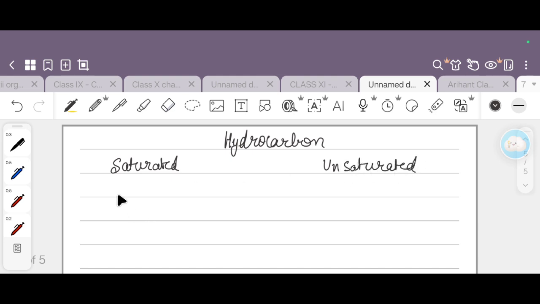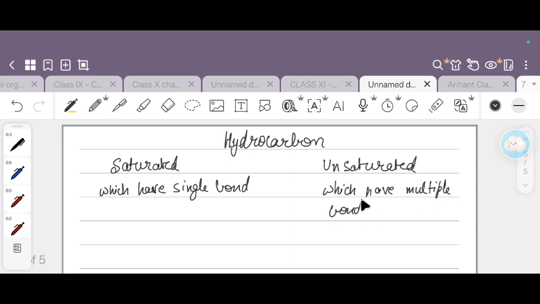Saturated means which only have single bond. Unsaturated means which have multiple bonds between carbon. This single bond would be between carbon and carbon. See, you can learn it like saturated, S for saturated, S for single.